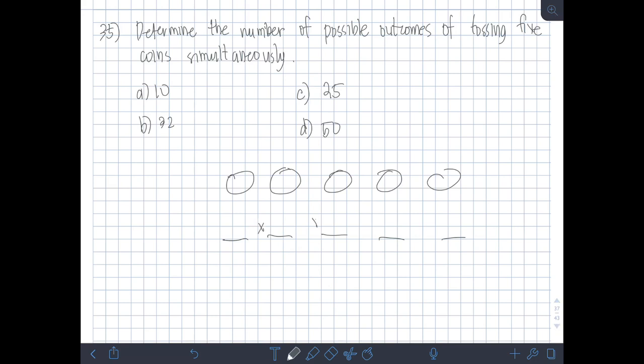So, ito timesin natin yung bawat line. So, sabi ko nga, sa isang coin, meron tayong 2 possible outcomes, heads or tails. So, therefore, ilan yung choice na ilalagay mo dun sa first coin? 2. Dun sa pangalawa, 2 lang din kasi puro coin lang naman din yung itatoss mo. So, 2, same dun sa pangatlo, 2, pang-apat, 2 rin, at pang-lima, 2 rin. So, parang 2 times 2 times 2 times 2 times 2 or 2 to the 5th power. So, yan yung number of possible outcomes which is equal to 32. So, the answer is letter B.